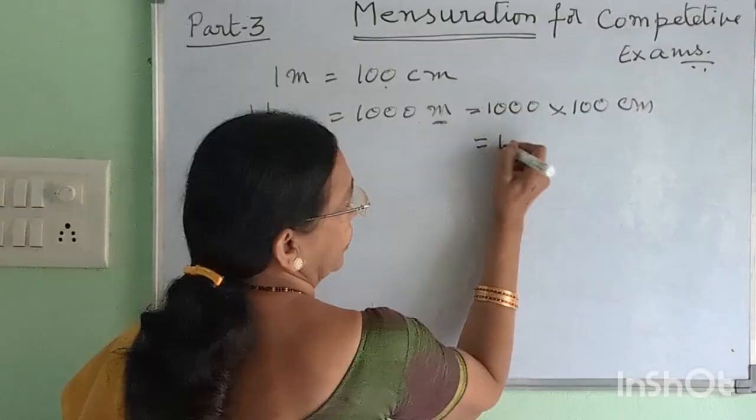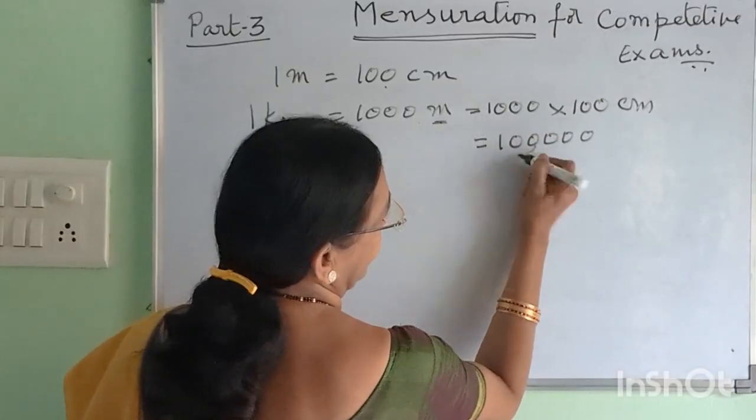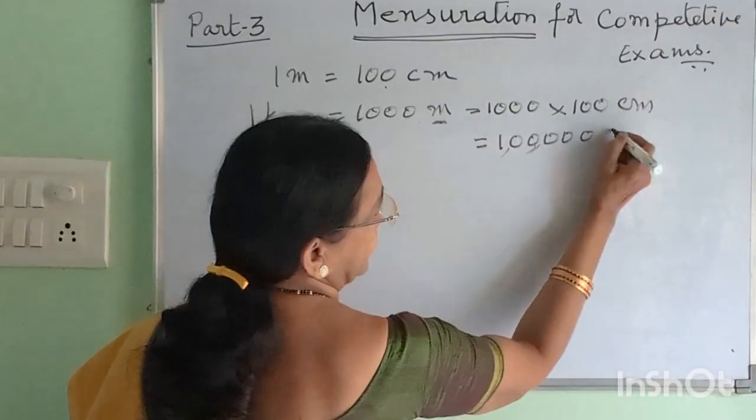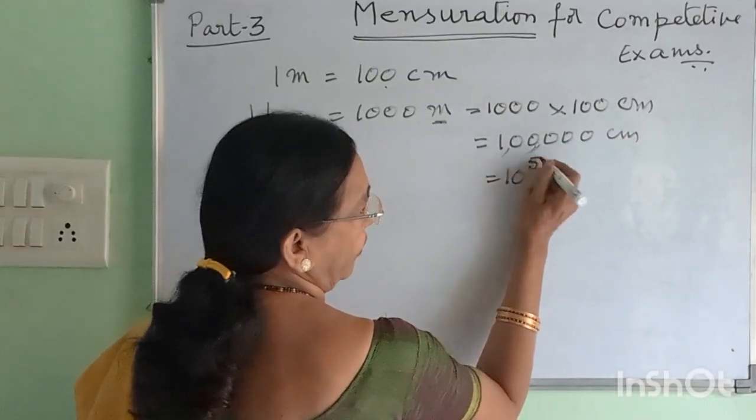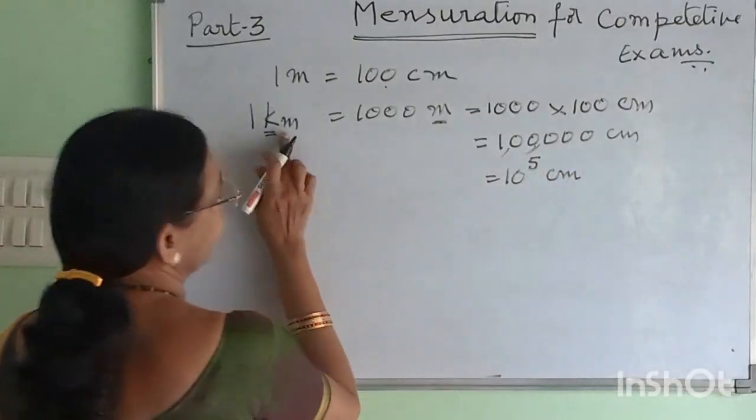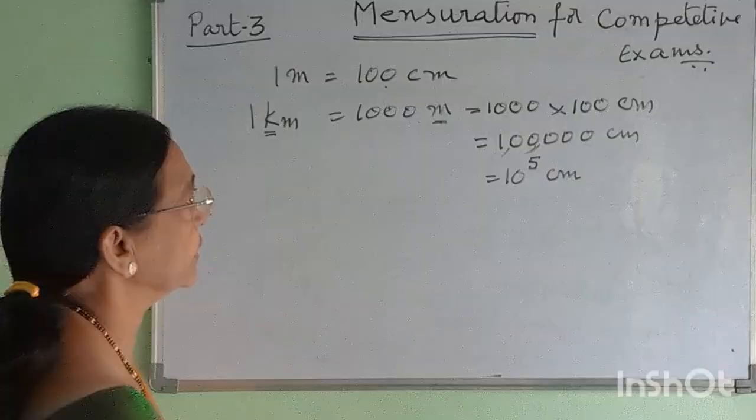So this is equal to 1,50,000 centimeters, or this can be written as 10 to the power of 5 centimeters. That is, 1 kilometer is equal to 10 to the power of 5 centimeters.